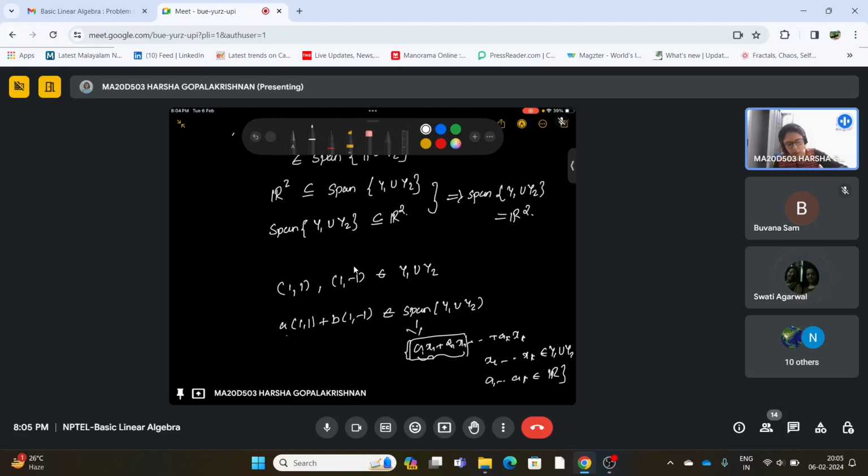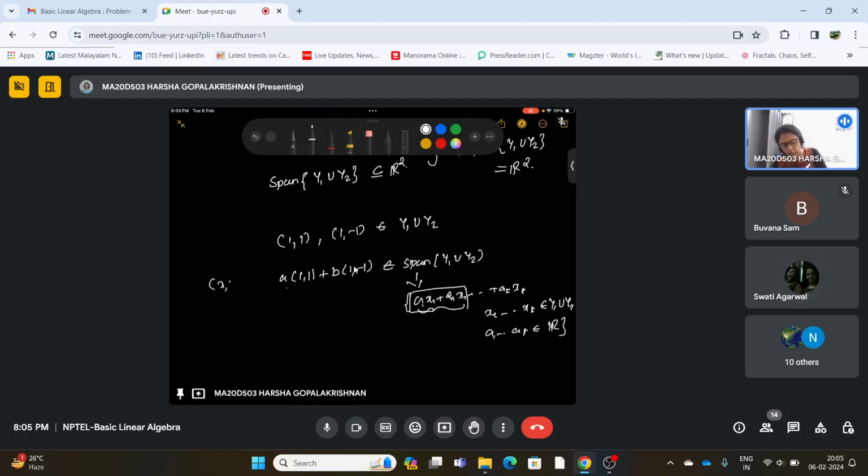So I have written (x, y) like this. I am taking any element from R2, and I can write it as this. So what you're saying is that since any element in R2, which is (x, y), can be written like this, this means R2 is contained in the span of y1 union y2.